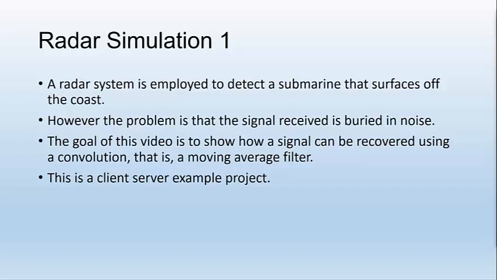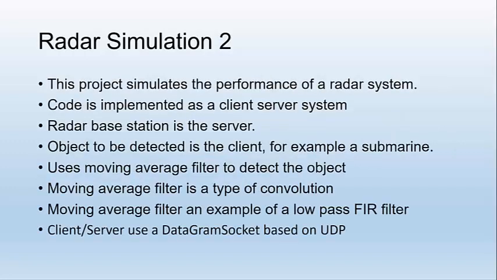This is a client-server system. The radar system uses a moving average filter to recover data. The base station is simulated by a server and the object is the client process. The system uses a moving average filter to detect the object.